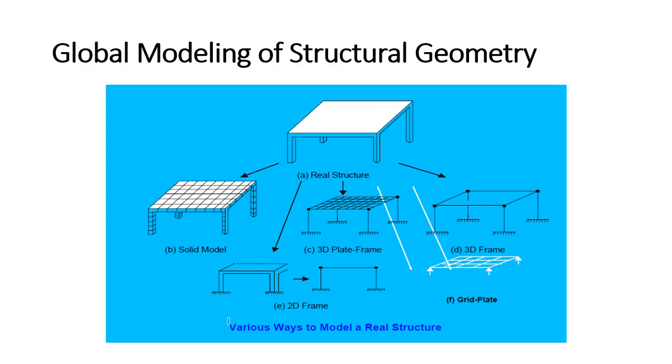Okay, this is the global modeling of structural geometry. Ni boleh tengok nantilah from the real structure, then it could be a solid model, a 3D plate frame, a 3D frame. This is a 2D frame. Then this is a type of grid plate.